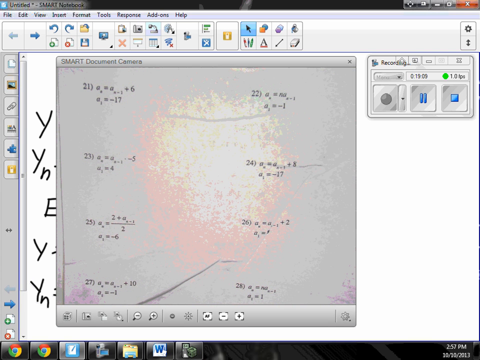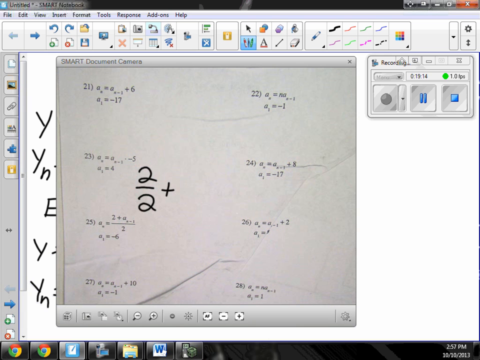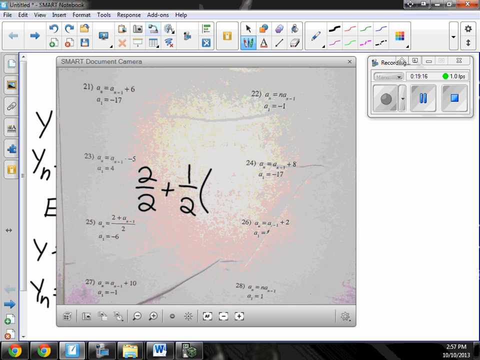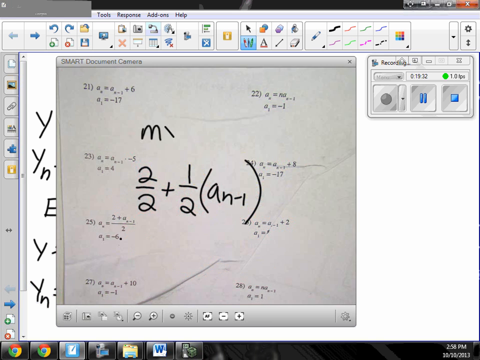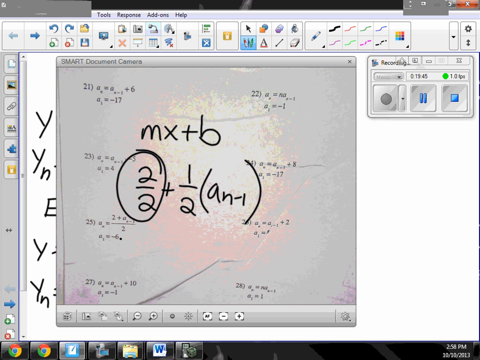So, let me rewrite this. 2 over 2 plus 1/2 times a sub n minus 1. Right? 2 divided by 2 plus a sub n minus 1 divided by 2. Well, guess what? We start with $1 and we gain 50 cents every year. So it's arithmetic. 25.